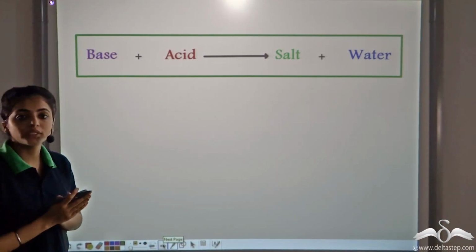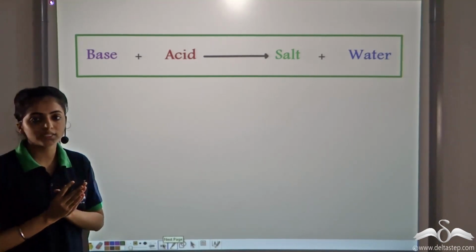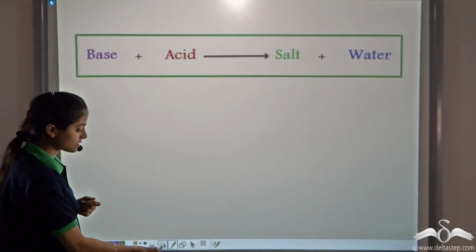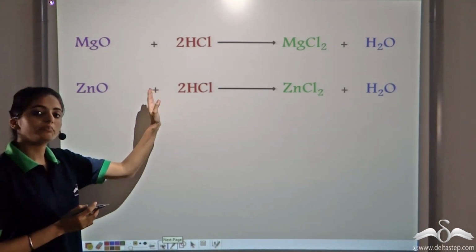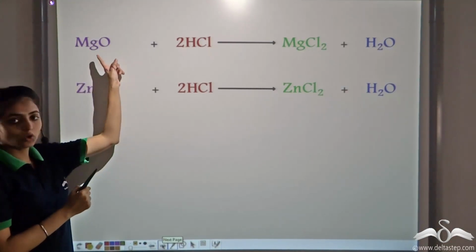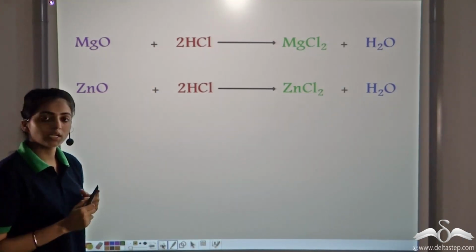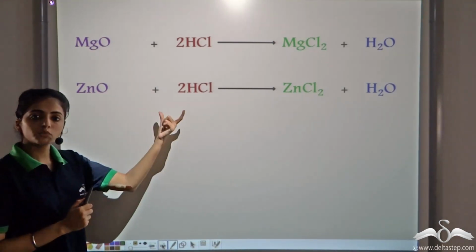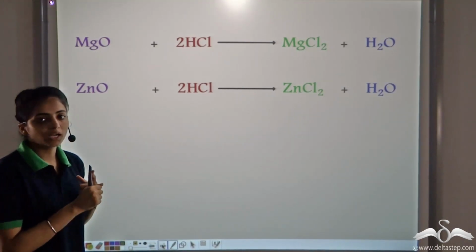Now when a base reacts with an acid, we know the reaction of a base and an acid is a neutralization reaction. It forms salt and water. So let's see the examples. In this case, our acid is HCl. It reacts with a base. We know that metallic oxides are bases. So when MgO reacts with HCl, it forms the corresponding salt, that is MgCl2, and water. Similarly, when zinc oxide, a base, reacts with the acid HCl, it forms the corresponding salt ZnCl2 and water.